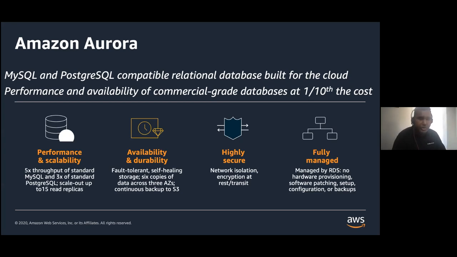Some of the features of Amazon Aurora: it has 5 times the performance of a standard MySQL and 3 times the performance of a standard PostgreSQL, with the security, availability, and reliability of commercial-grade databases at 1/10 of the cost. If you think of it this way, you don't need to run a commercial database spending so many dollars on it, whereas you can run Amazon Aurora at 1/10 of that cost. So that's one of the key benefits.